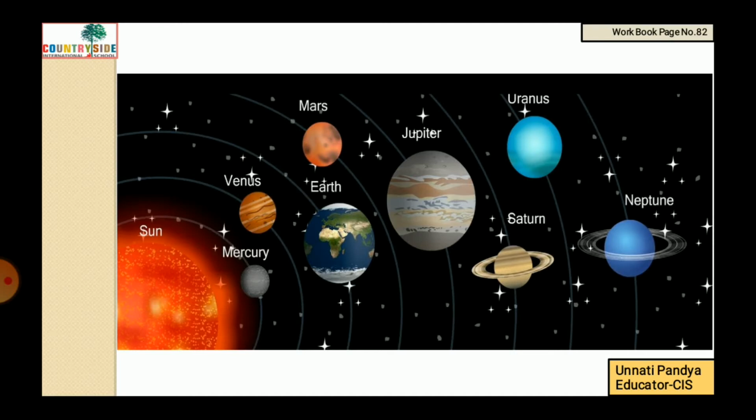Mercury, Venus, Earth, and Mars, Jupiter, Saturn, Uranus, Neptune.